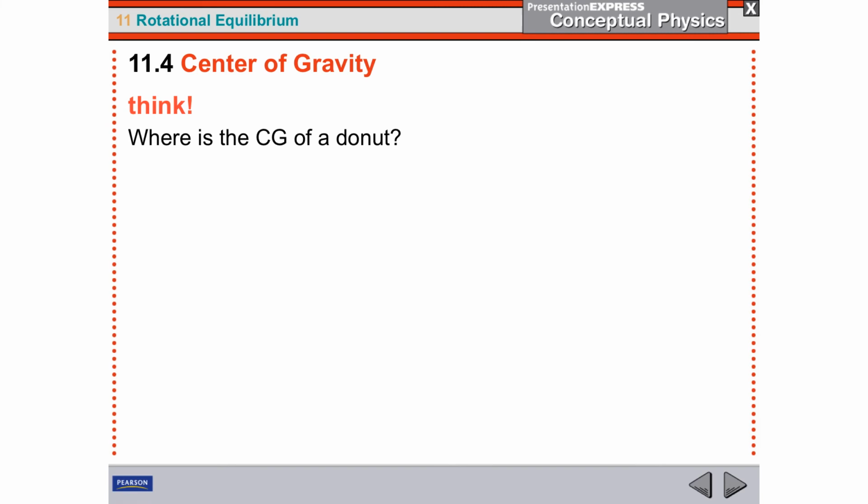Okay, are you smart? Where's the center of gravity of a donut? It's in the middle of the hole. The center of gravity in a donut is in the hole, or an inner tube, or a tire, or anything like that.